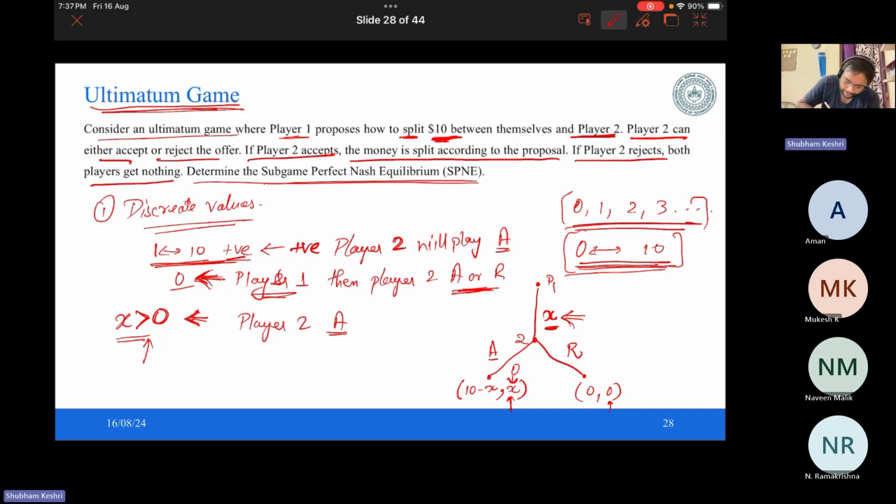Therefore, you will not have a subgame perfect Nash equilibrium in this case. You know the strategy of player 2. Whenever player 1 plays a positive strategy just greater than 0, player 2 will play accept. But this strategy, x greater than or equal to 0, is actually not defined. Is this clear?